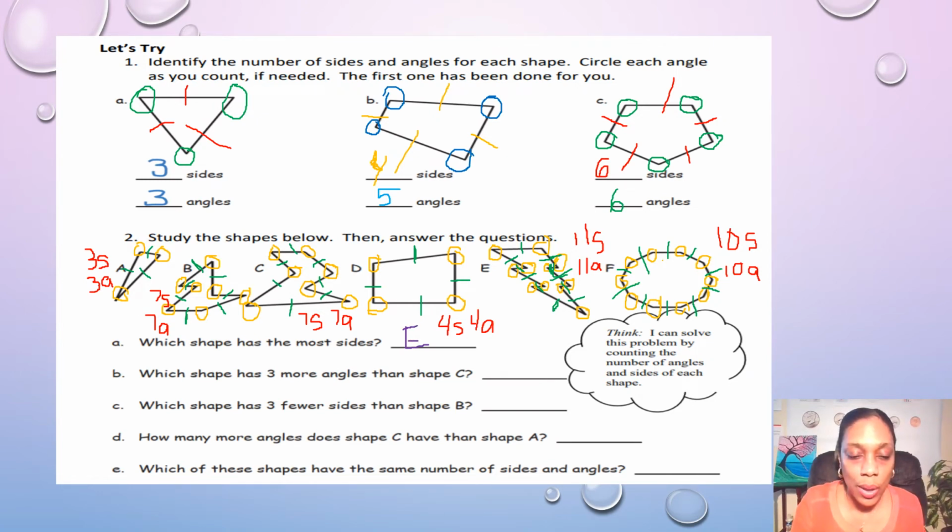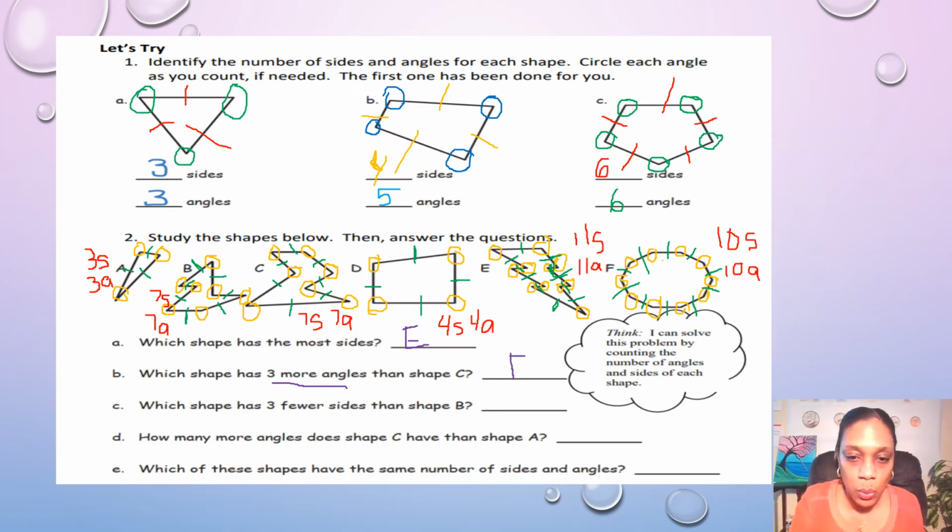Let's go to question B. Which shape has 3 more angles than shape C? I've got to do some calculation here. Well, if shape C has 7, 3 more, that means it has to be a bigger number. So 7 plus 3 is 10. So my answer would have to be F.